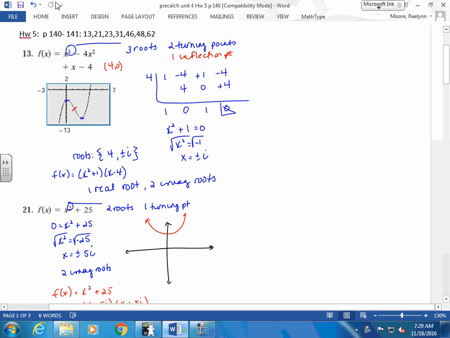Basically the same, but it has some imaginary roots. Was the plus x minus 4 part of the equation?